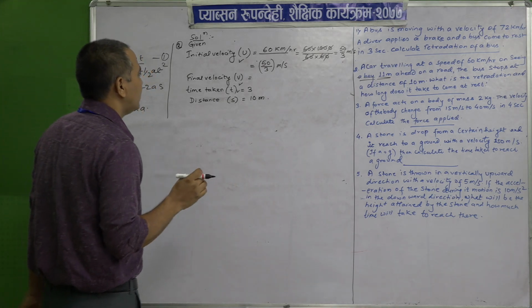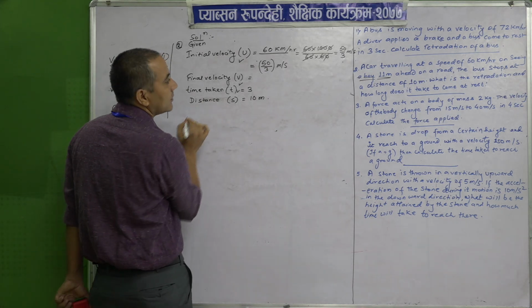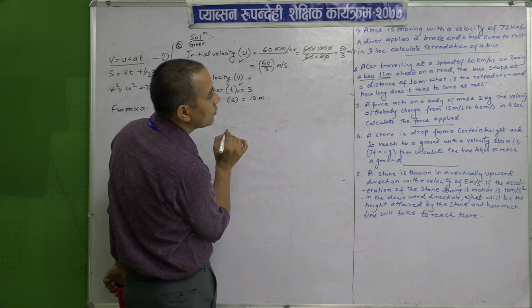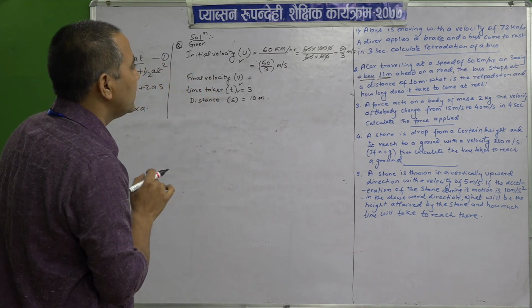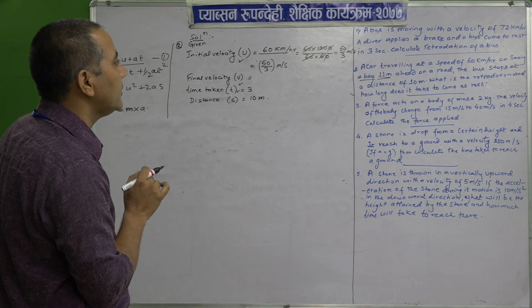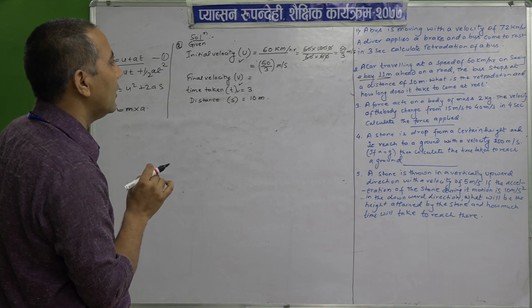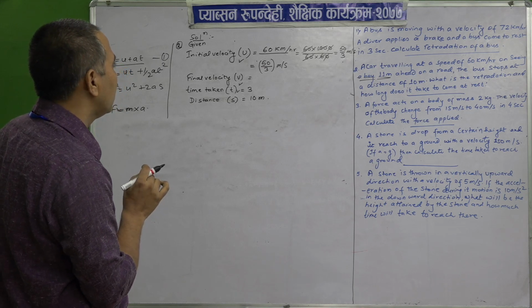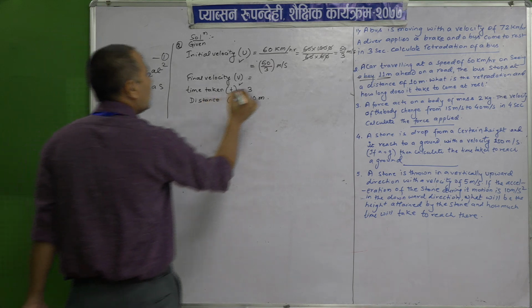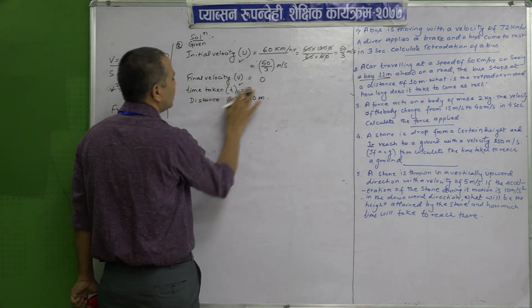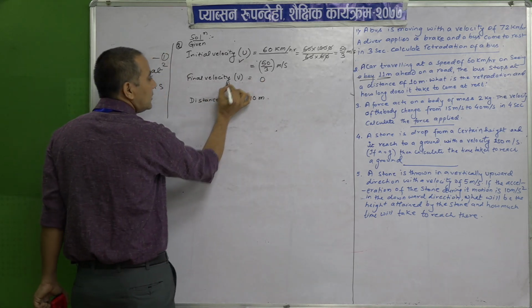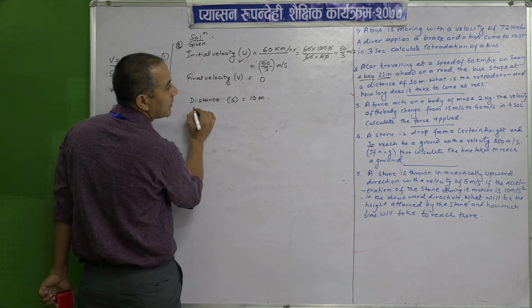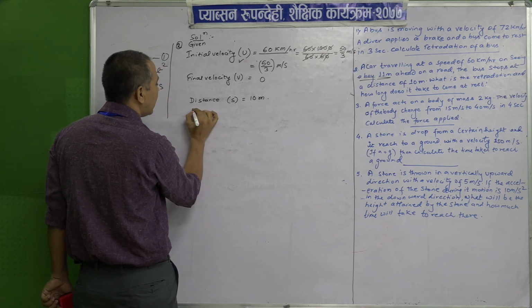What is the retardation? So, the retardation is to be found out. The bus stops at a distance of 10 meter. Then the final velocity will be 0. So, is time given? No, time is not given, distance is given, and again what does it ask? It asks for the retardation.